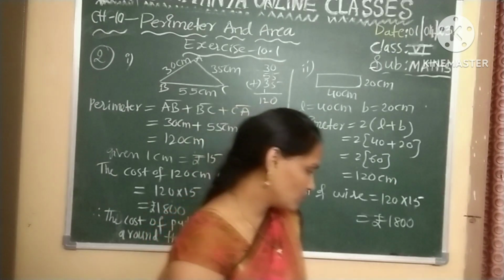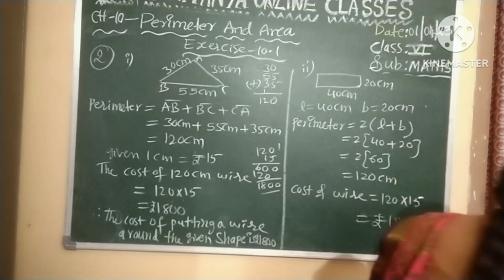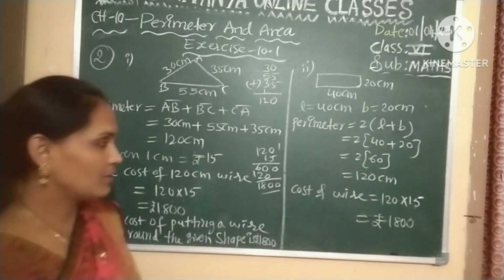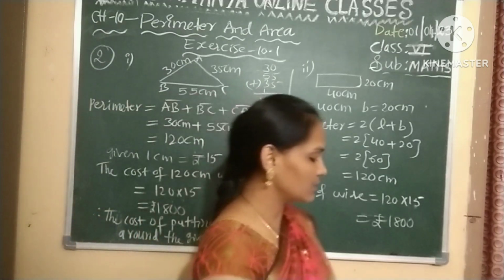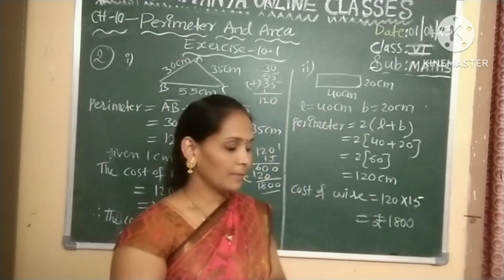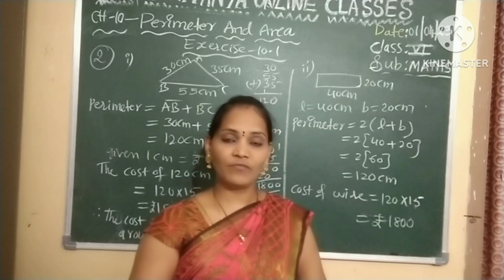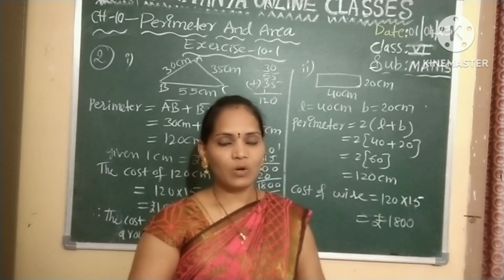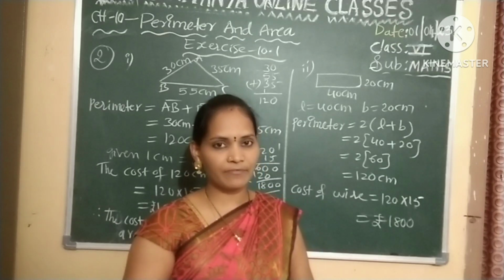Now, the next shapes are a square and a pentagon. Same. Perimeter of a square is 4 into side. Perimeter of a pentagon is 5 into side. Penta means five, that is a five sided figure. So 5 into side is the formula we should use.